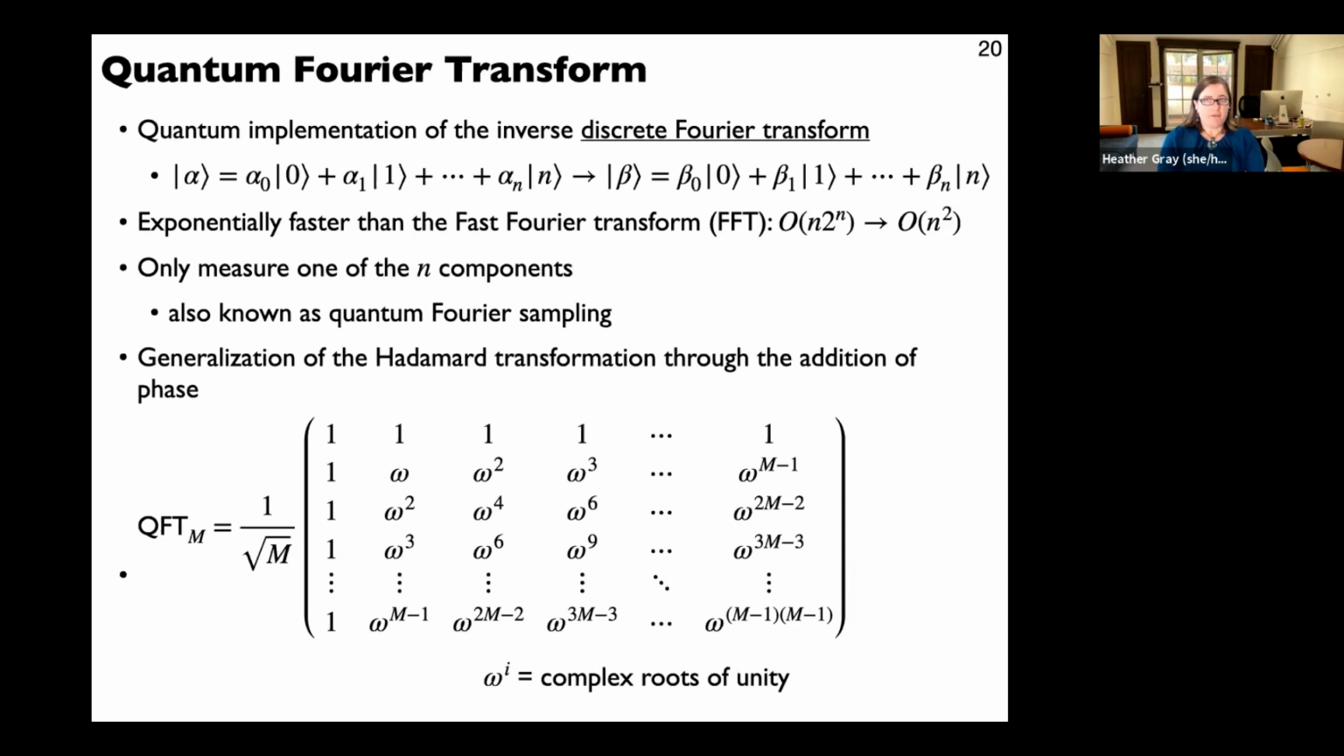Now, the quantum Fourier transform is actually used in many different quantum algorithms, including some of the ones we're going to talk about today, for example, Shor's algorithm. It's also used in quantum phase estimation. And I think it's a really nice example because, as I mentioned, it shows this nice demonstration of the tension between the speed of execution and the problems of the measurement.